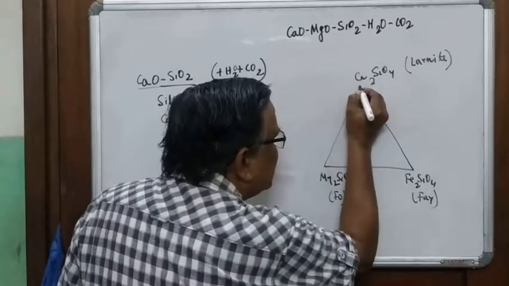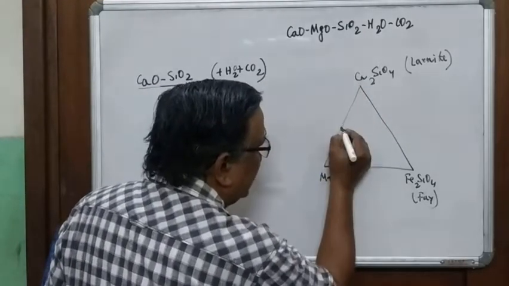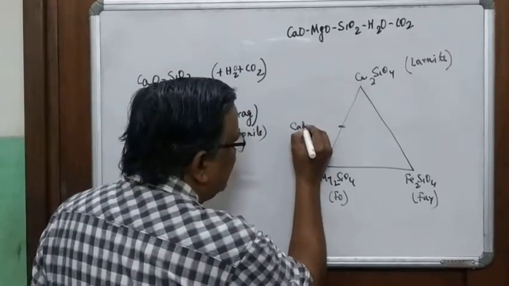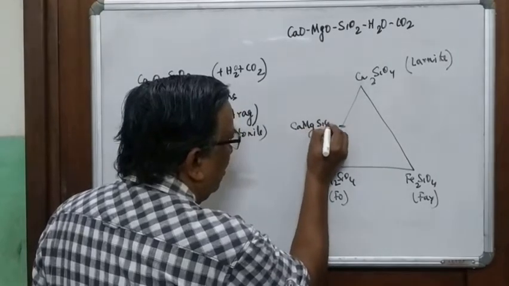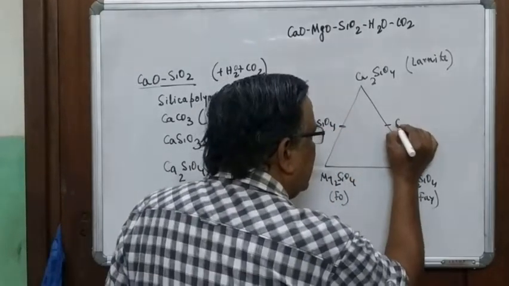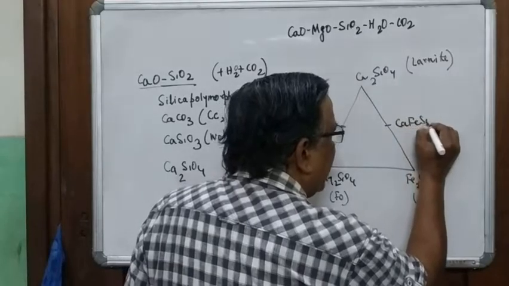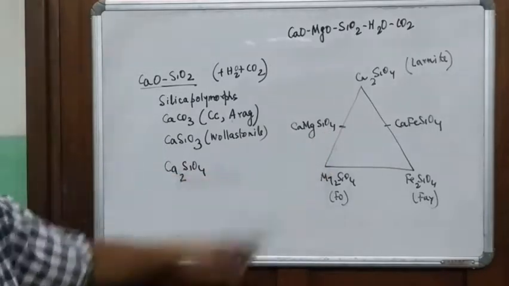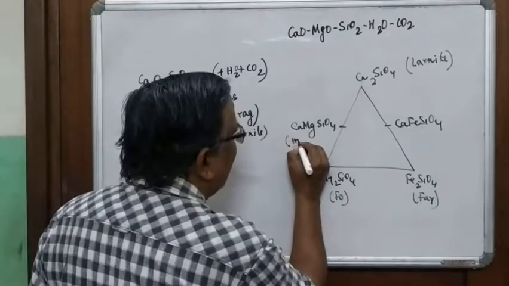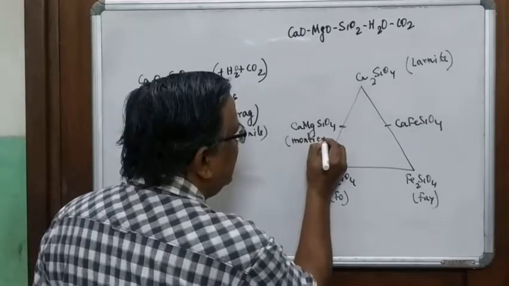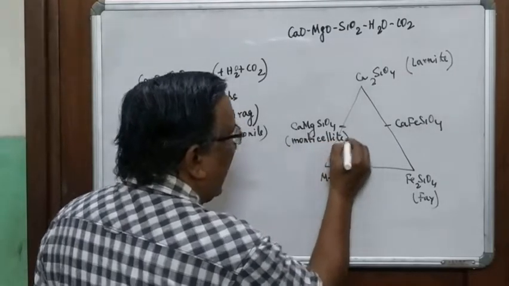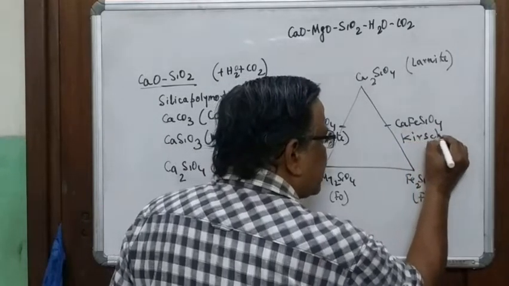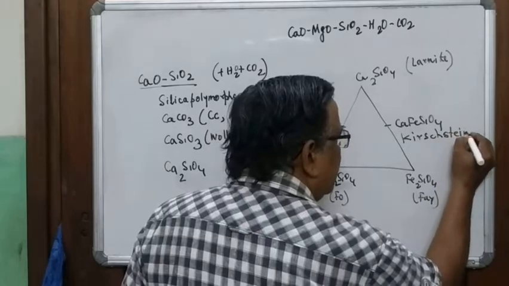And in between Ca2SiO4 and Mg2SiO4, at this point, 50-50, you have something called CaMgSiO4, and at this end you have CaFeSiO4. Now this mineral CaMgSiO4 is called monticellite. And CaFeSiO4 is called kirschsteinite.